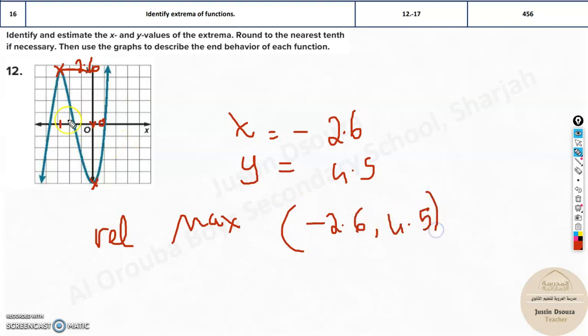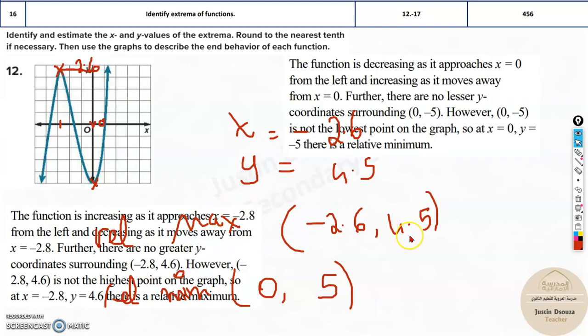Now this may not be accurate. I have not done it accurately. Look at your options. Only one will be accurate. Okay, so this is the relative maximum. What is the relative minimum? Relative minimum, short form MIN. The x value is 0. What is the y value? 1, 2, 3, 4, 5. So this is the relative minimum.